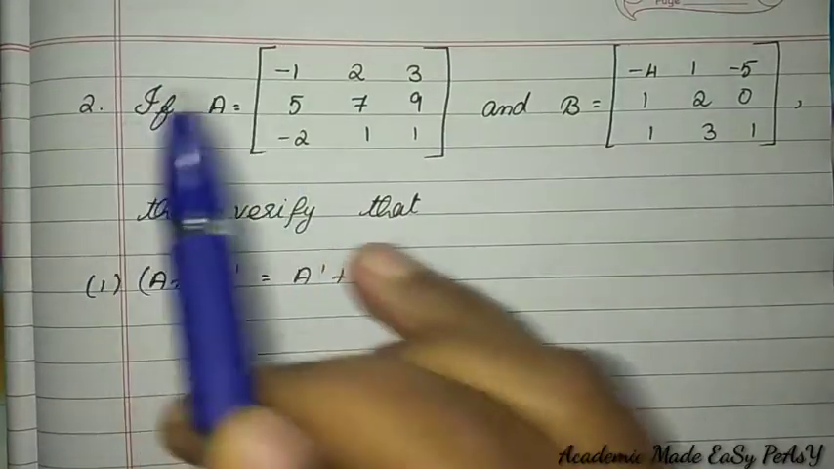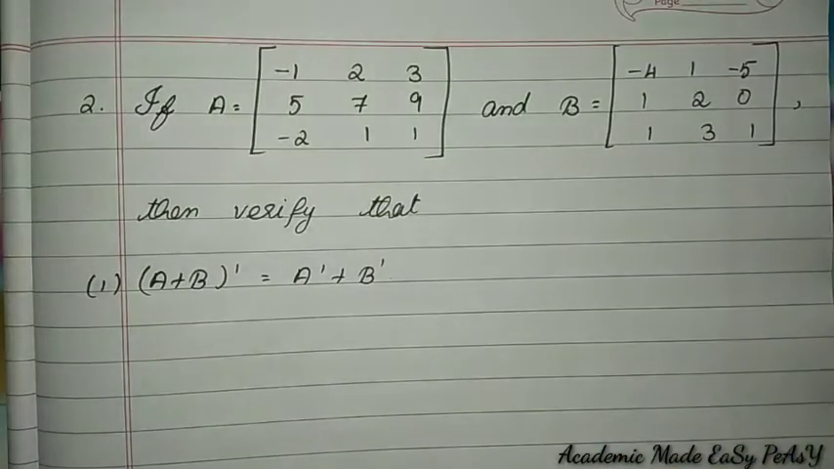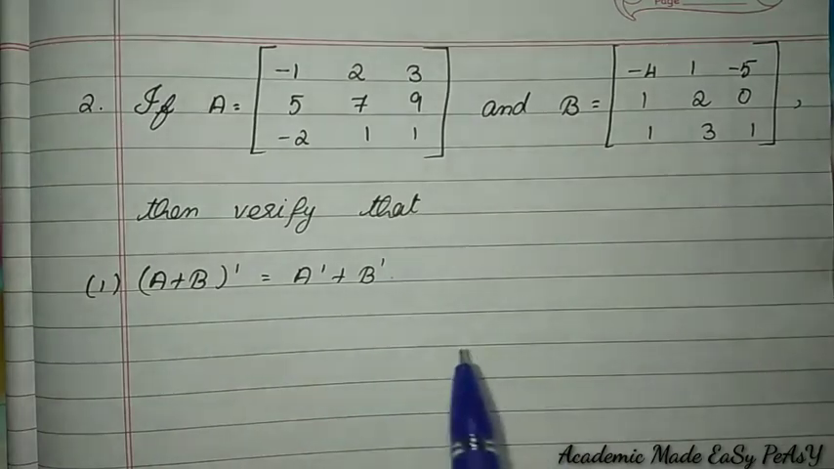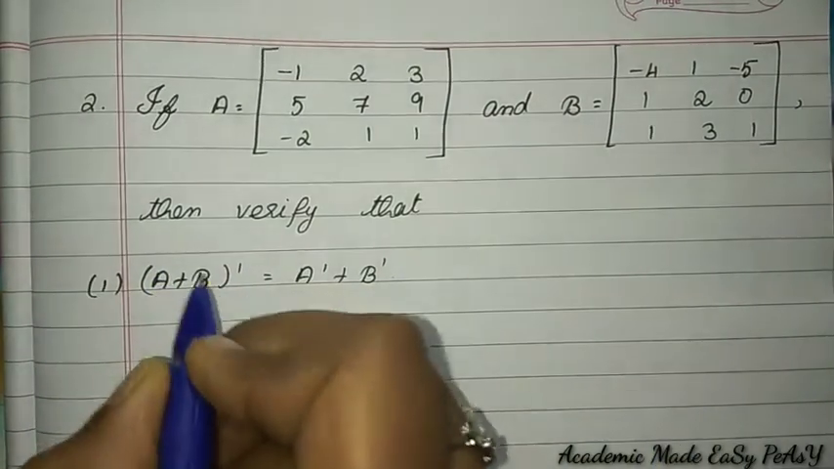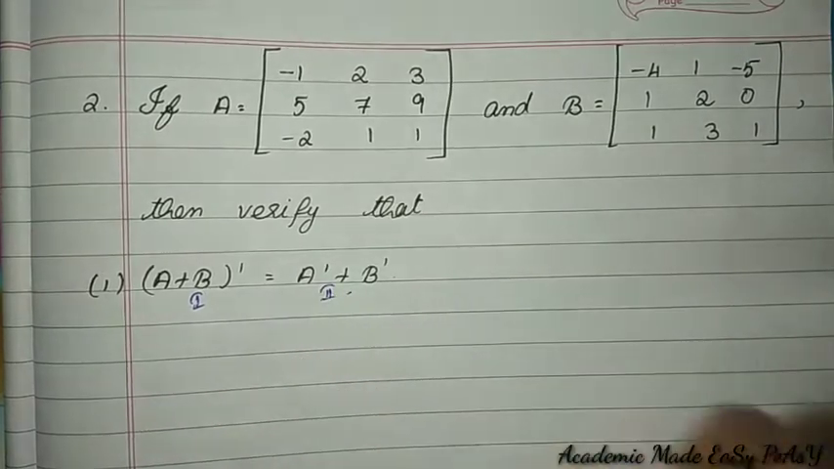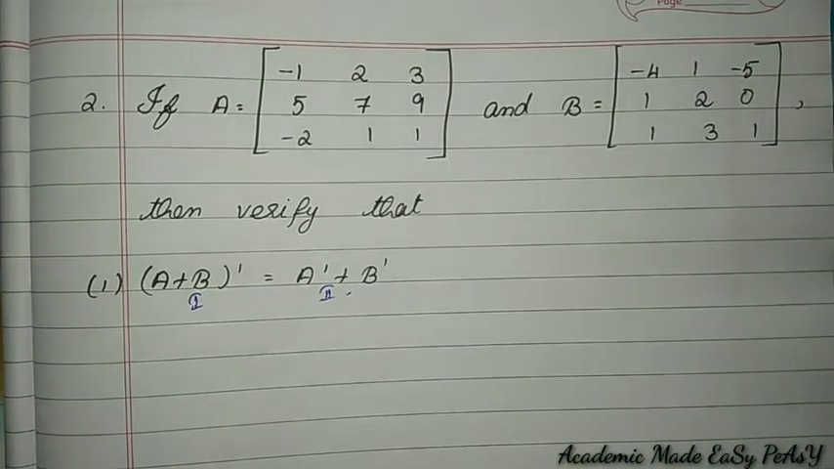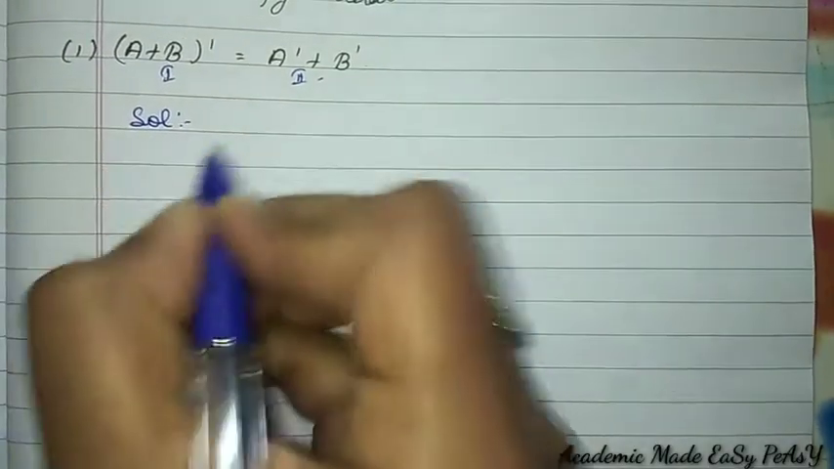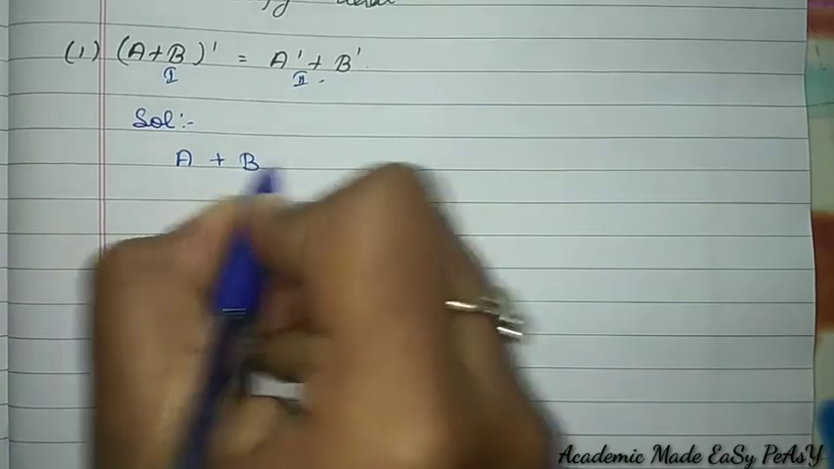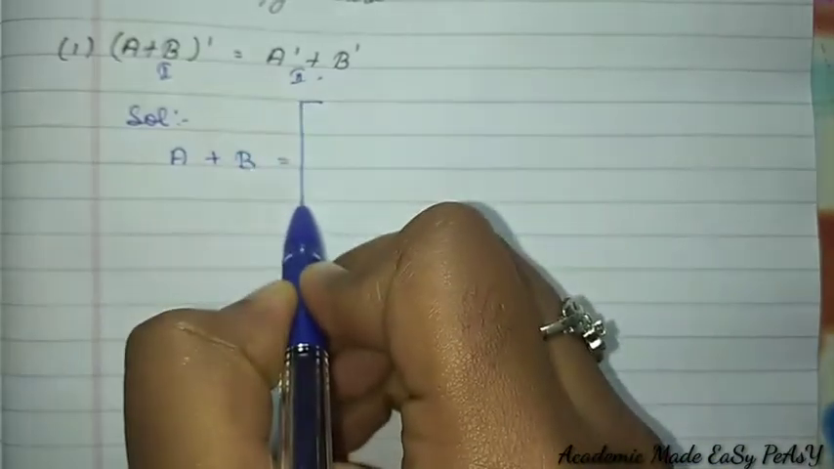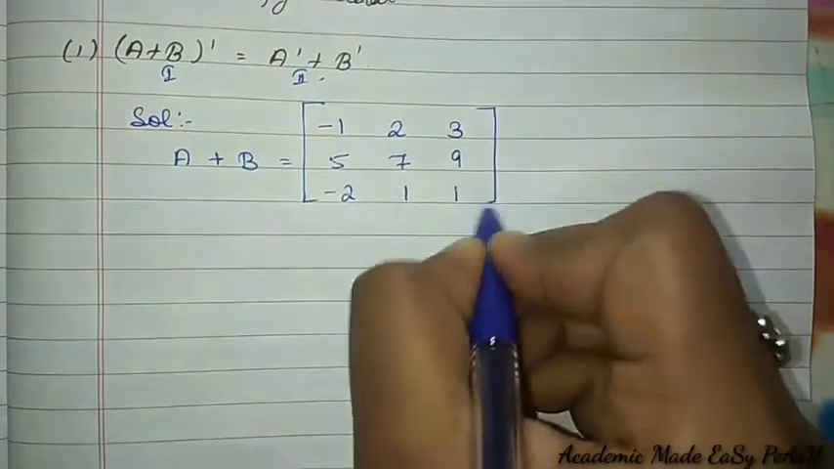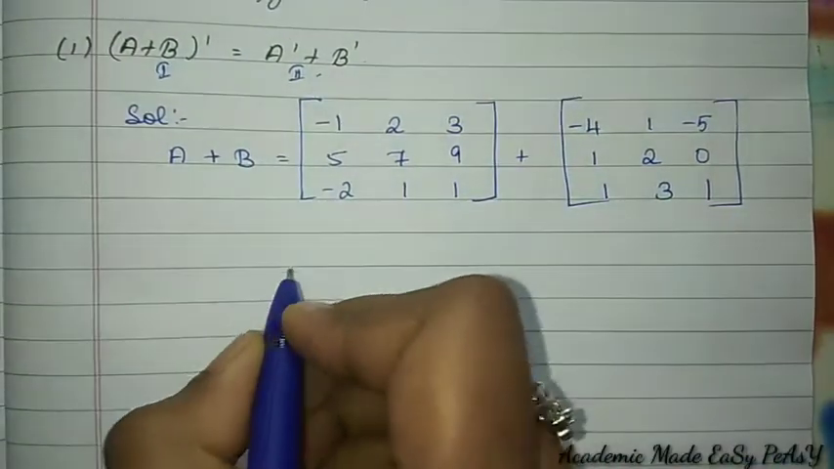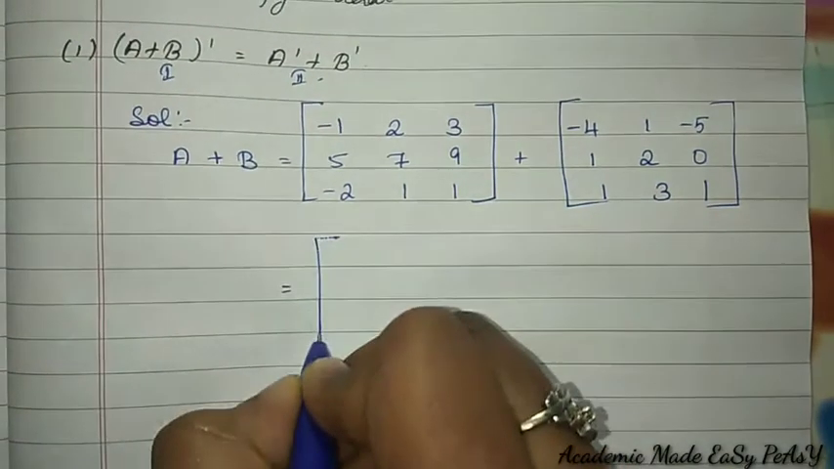Question 2. If A matrix and B matrix are given, then verify that A plus B the whole transpose is equal to A transpose plus B transpose. Let this be part 1 and part 2. I am splitting this into part 1 and part 2. First I will be doing part 1, then part 2. Solution. First I will be taking A plus B. So I've written matrix A and matrix B. Now I'm going to add these two.